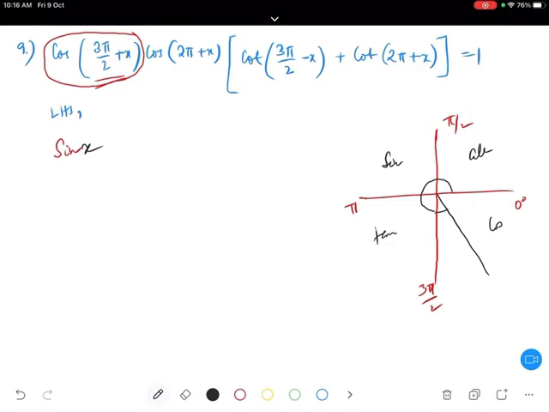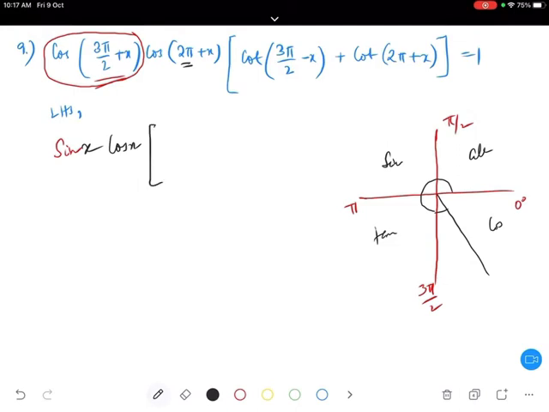Now cos of 2 pi plus x. For this, I don't need to do anything. I see 2 pi as one complete cycle, so I will remove the complete cycle. I have cos x here. I have already told you guys, whenever we see a complete cycle like that, I remove it.